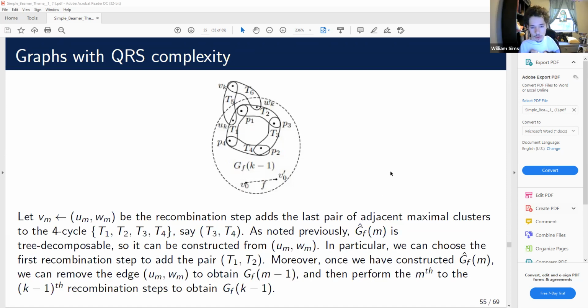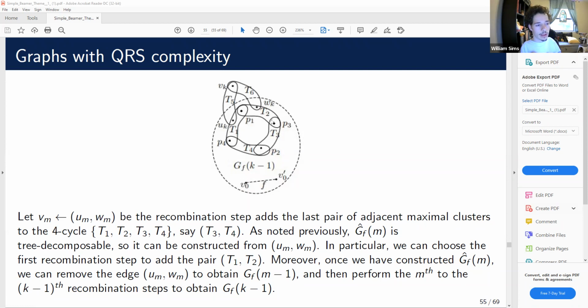Okay, so now we're going to consider the recombination step that completes this 4 cycle. So it adds the last pair of adjacent maximal clusters. And without loss of generality, let that be the clusters T3 and T4, right? So T1 and T2 are already in our graph, and we're saying that this recombination step completes the 4 cycle by adding T3 and T4. Okay, so for this recombination step, m is less than k, which means that by our inductive hypothesis, as we previously noted, the mth extreme graph is tree decomposable.